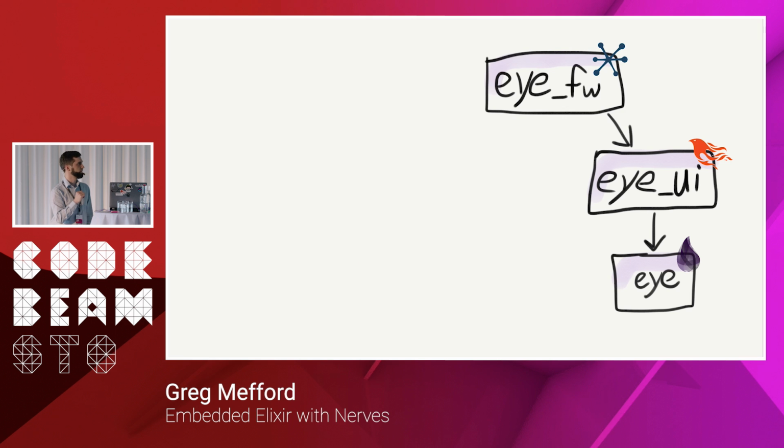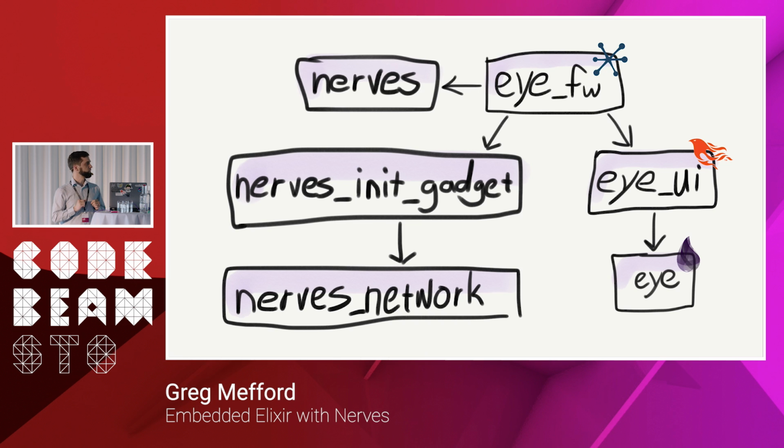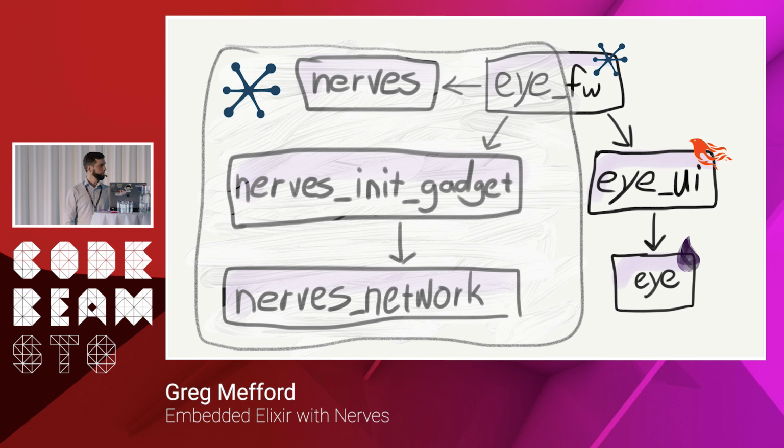And then similarly, we have Nerves that comes in with an eye firmware application that's mostly Nerves code. You don't have to actually write a whole lot in there. But it brings in the Nerves dependency and the Nerves Init Gadget that I mentioned. And then Nerves Network manages your network interfaces. And like I mentioned, you don't have to worry about most of that code. It's just Nerves things that you only have to configure or tweak a little bit.